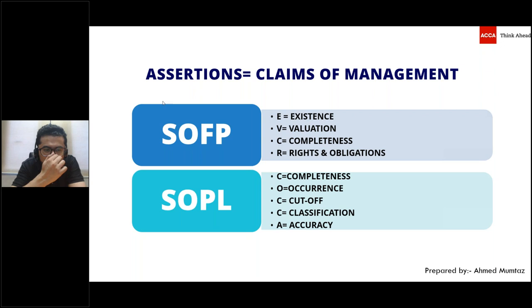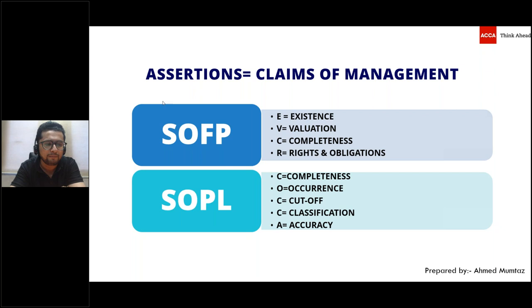Absolutely, yes. The management is going to prepare the financial statements and they are going to claim assertions. As an auditor, I will apply my procedures which are called AEIOU, and I need to verify those assertions. The story is very simple. One party is going to claim the assertions, the other party is going to verify the assertions. How does that sound? Is this clear?